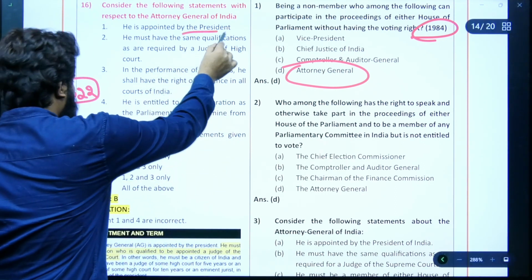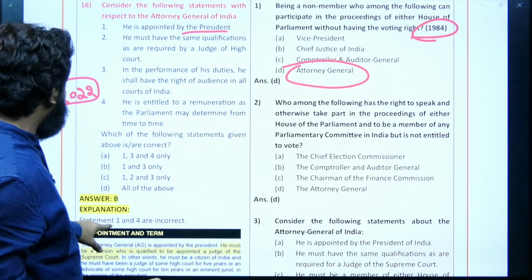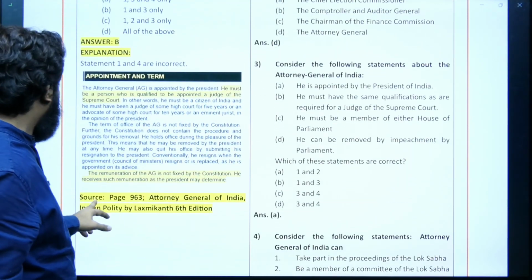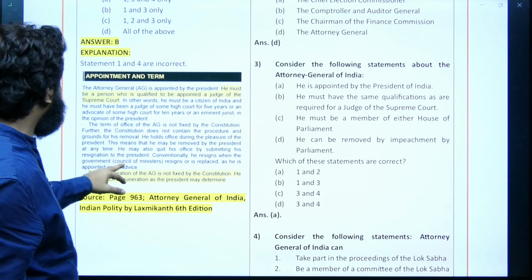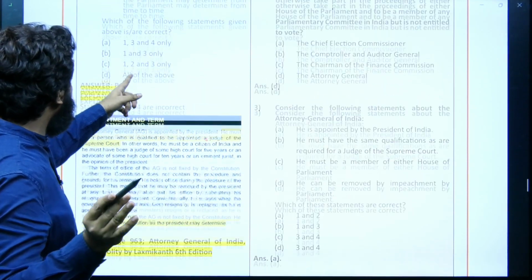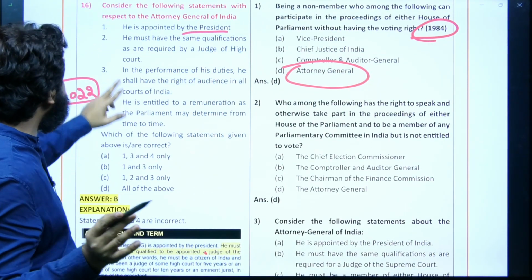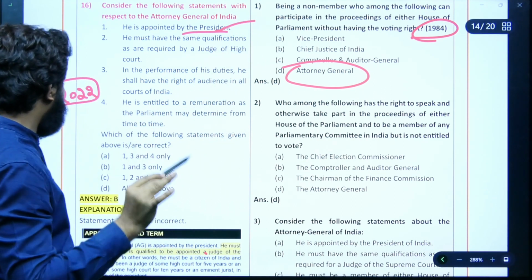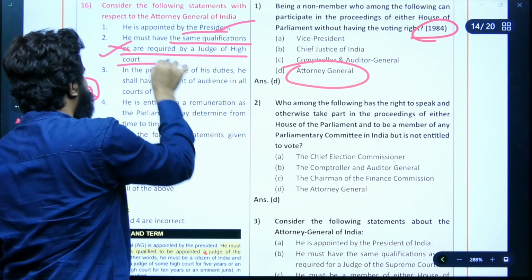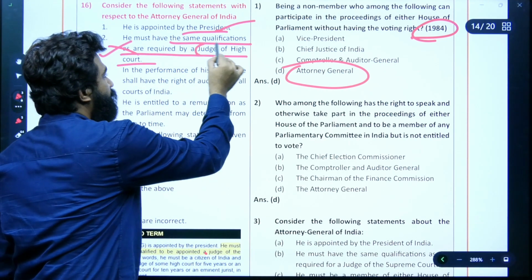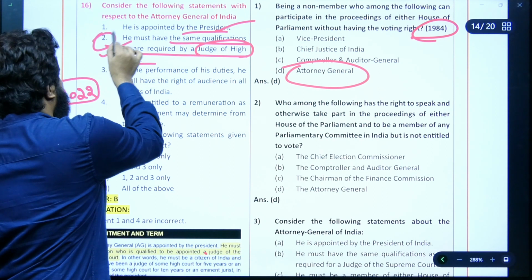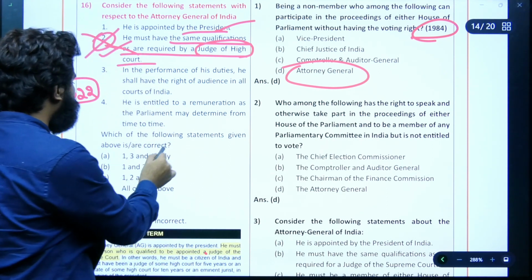Actually, he is appointed by the president. So actually this is completely wrong, because please come down. See here, the Attorney General of India, he should be qualified, and the option is given one more time. See, the first statement is true, he is appointed by the president, that is fine. Second statement, he must have the same qualification as required to be a judge of the High Court, this is wrong. He is required to be qualified as a judge of the Supreme Court. So this is a wrong statement, you can eliminate it, because the question is about the correct statement.